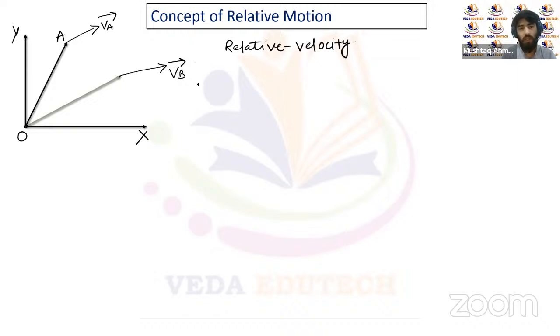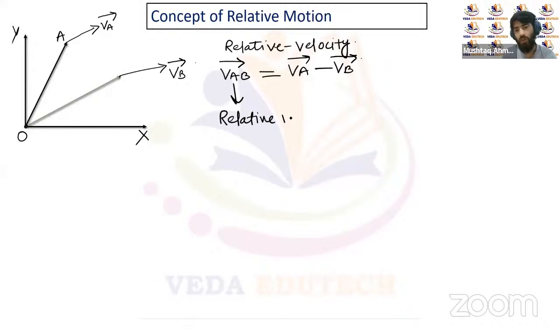That's the relative velocity. Let's suppose we have to find the relative velocity of A with respect to B. That's the velocity of A with respect to B, represented by VAB. That will be equal to VA minus VB vector, right? So this is the relative velocity of A with respect to B. And that's how the velocity of A will be observed by this body B.